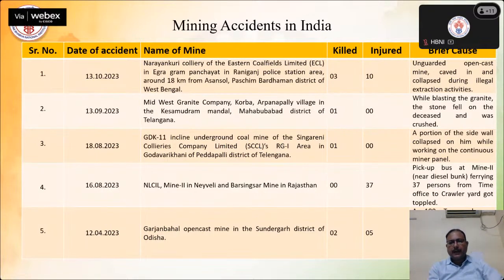Maybe there are other issues. A pickup bus at mine 2 near the diesel bunk, ferrying citizens, toppled. Okay, a portion of the side wall collapsed on him while working on the control panel. There are issues, but detrimental effects are quite obvious in any mines. Why in case of mine disaster, it is quite evident that it can happen any time.